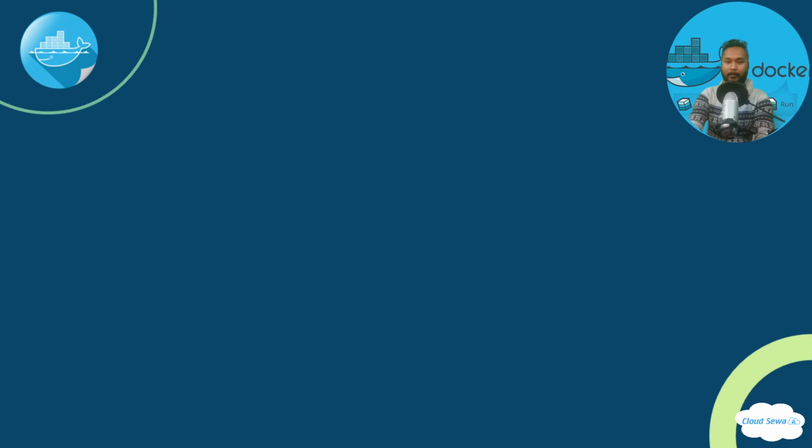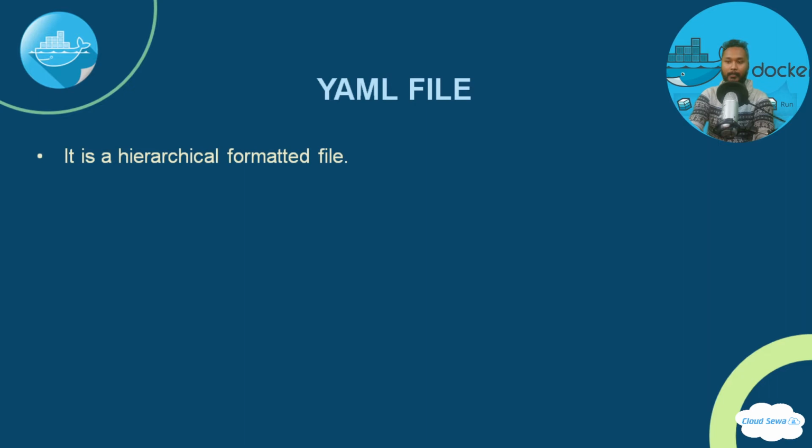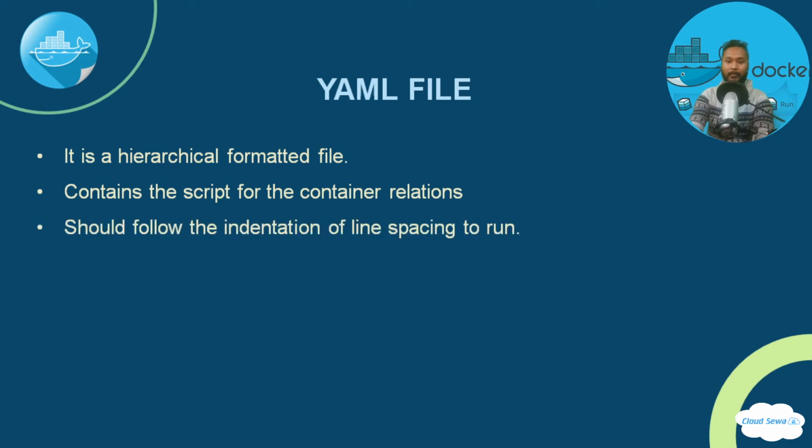Now let's move on to viewing what a YAML file is. A YAML file is a hierarchical formatted file, and it contains the script for the container relations to communicate between multiple containers and how to host in different environments. And we should follow the indentation of line spacing to run without an error. So it has that constraint we have to follow in order to run the YAML file without any errors.